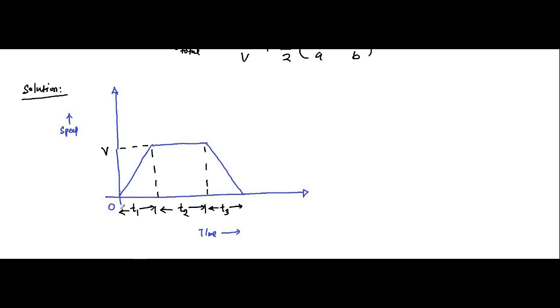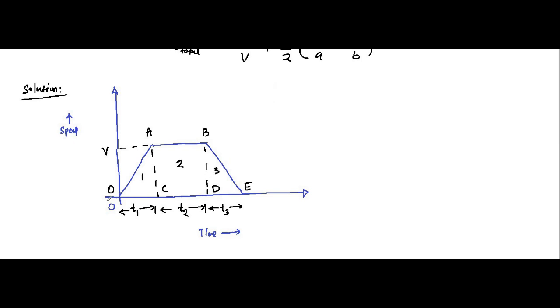Let us name it. This is O, let's say. This is O, this is A, this is B, this is, let's say, C, this is D, and this is E. Okay, this is region 1, this is region 2, this is region 3.